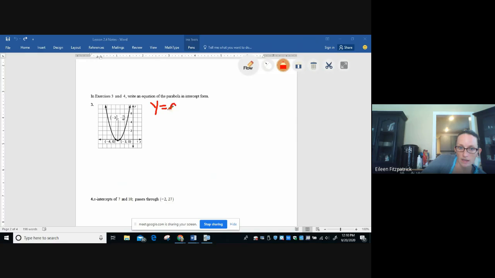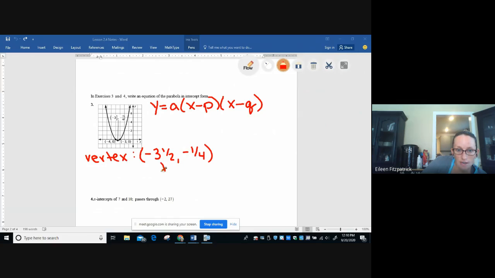Y equals A, X minus P, X minus Q. Okay. Now over here, notice that your vertex is given as negative 3.5 and negative 1/4. That's your H and your K, right? And then you're given the x-intercepts, which are P and Q. P, negative 4, Q, negative 3, or vice versa. It doesn't matter. One is negative 3, the other is negative 4.